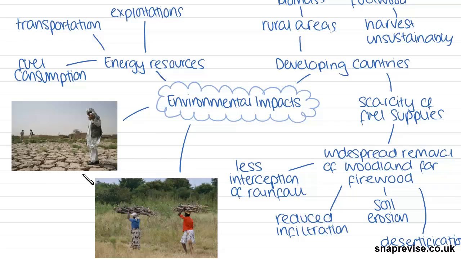And then this causes soil erosion and can lead to what's called desertification, which is when the land becomes barren and can't support vegetation. So this is a picture of some land that's been desertified here, and this is because of the collection of fuel wood, which is causing desertification in many areas in sub-Saharan Africa, in a region called the Sahel, where they're reliant on fuel wood for their energy sources.